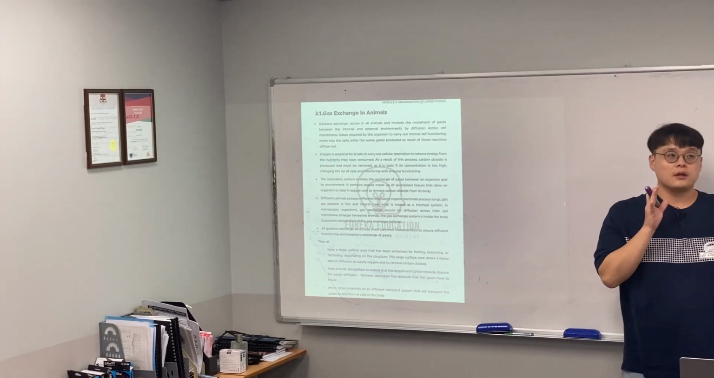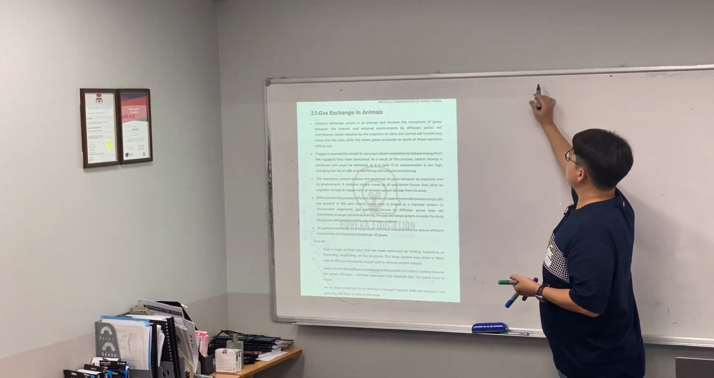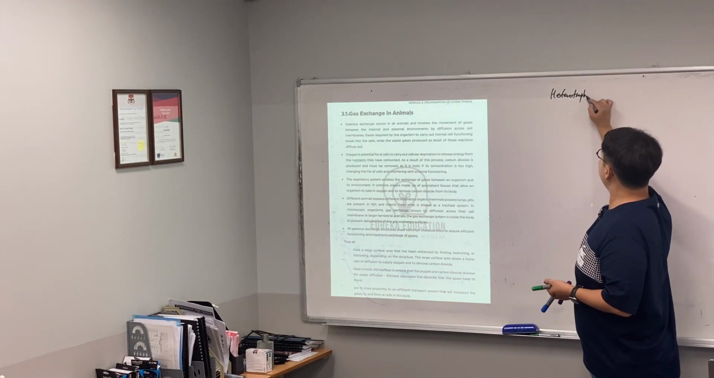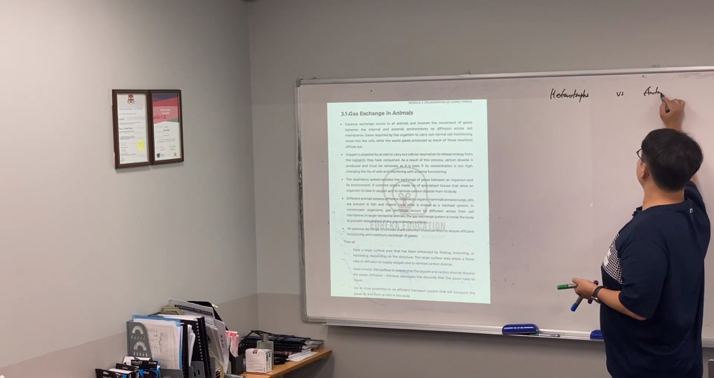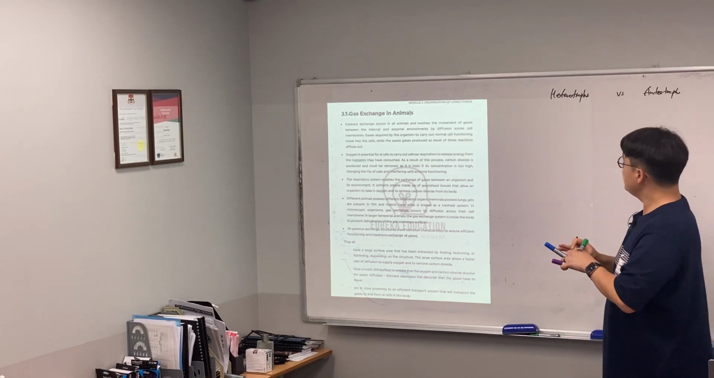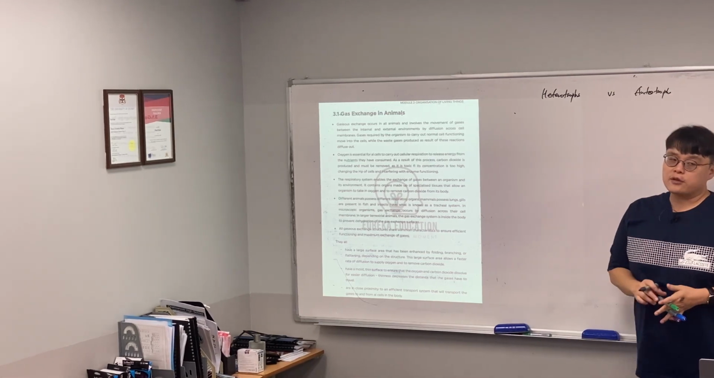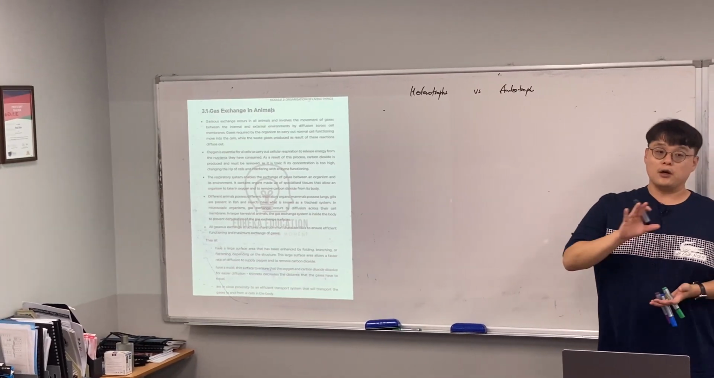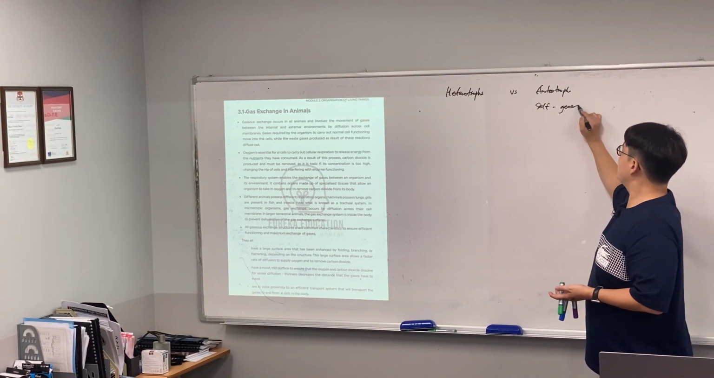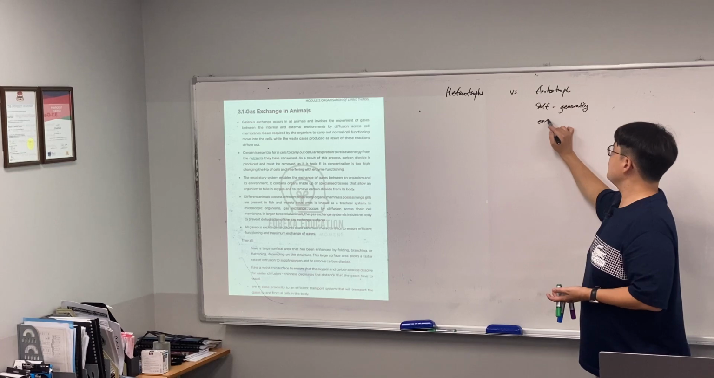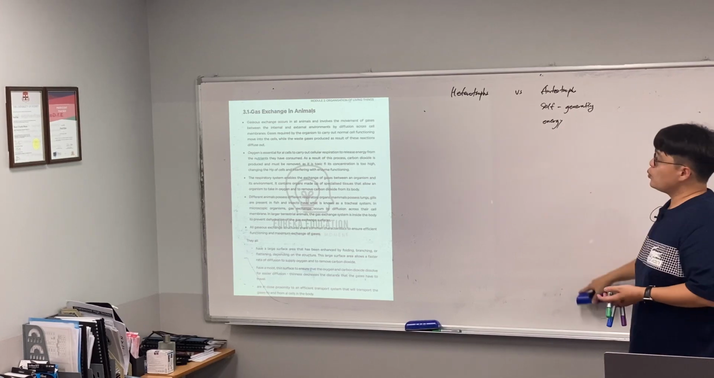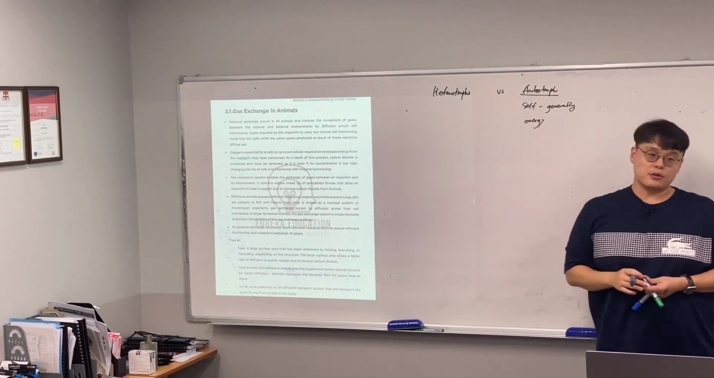So first, let's compare the main difference between the animals, heterotrophs, versus the autotrophs. Differentiating heterotrophs and autotrophs is just one thing. Autotrophs can self-generate the energy, and this is why we say autotroph. They're automatically generating the energy by themselves.